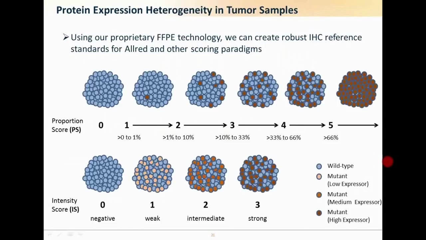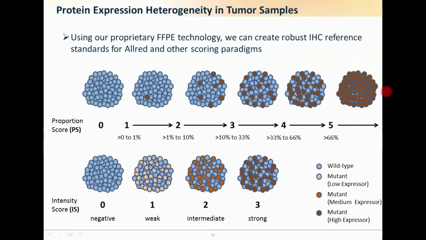Now, what we believe, and what I'm going to show in the next few slides, is that with all the technology we have and the experience we have in generating the FFPE blocks and FFPE xenografts, we can very easily, and we've got some internal data supporting this, generate an IHC slide which will have a variant proportional score. I think that's relatively simple.